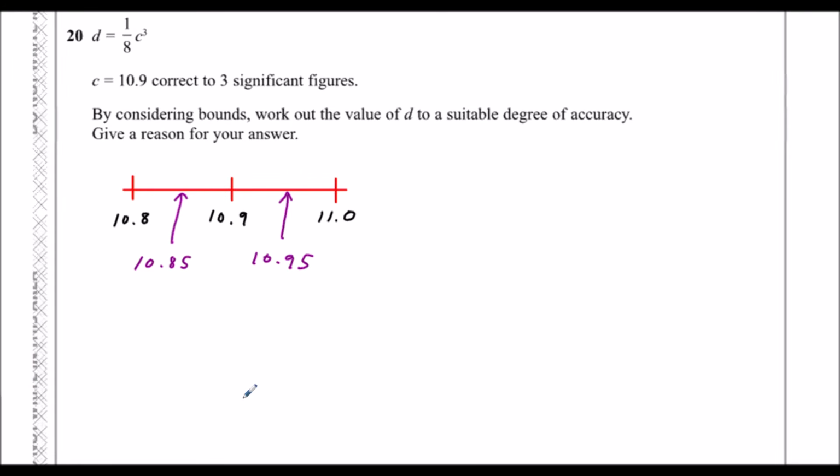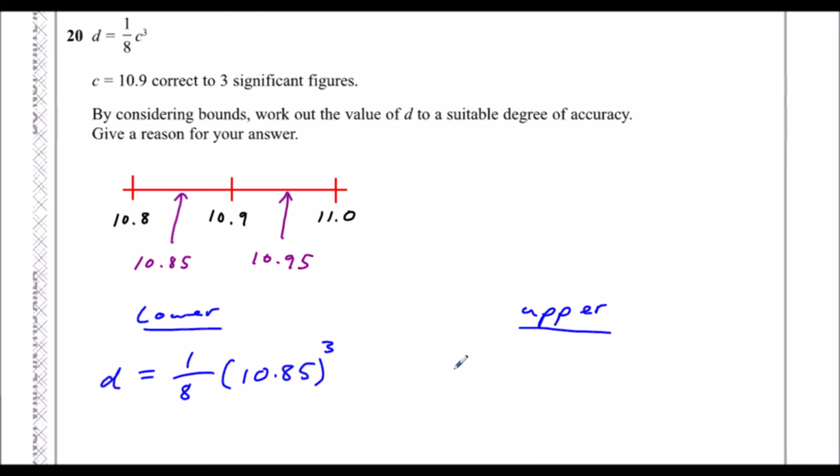So we can work out the upper and lower bound for D by substituting in these numbers. So for the lower, D is 1/8 times 10.85 cubed, and for the upper, D is 1/8 times 10.95 cubed.